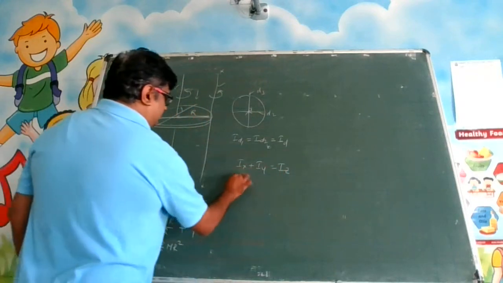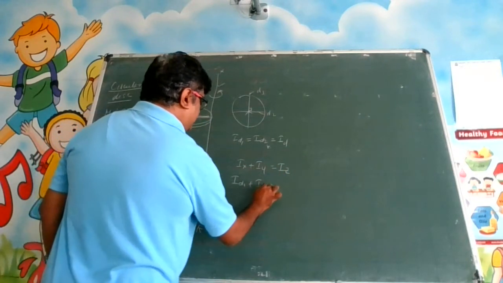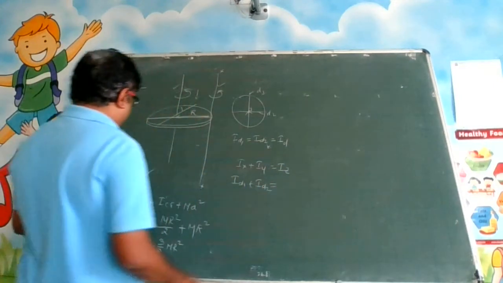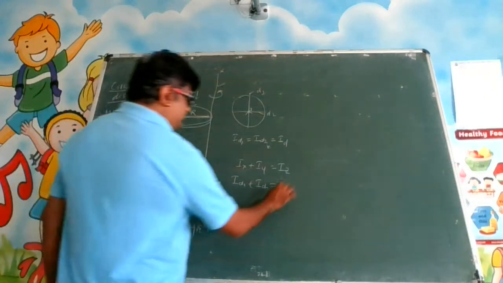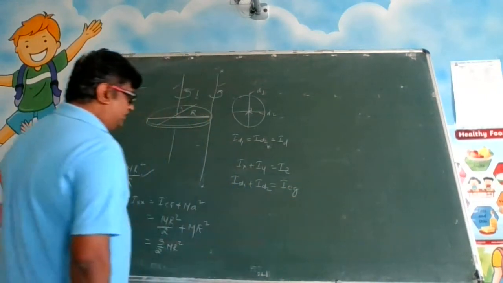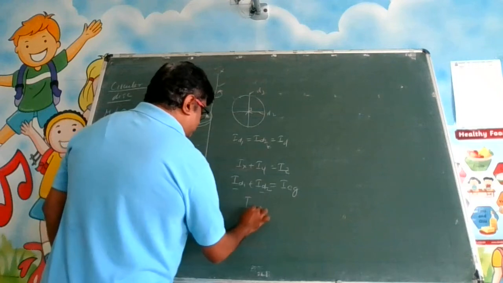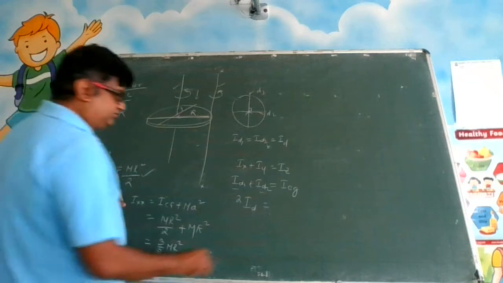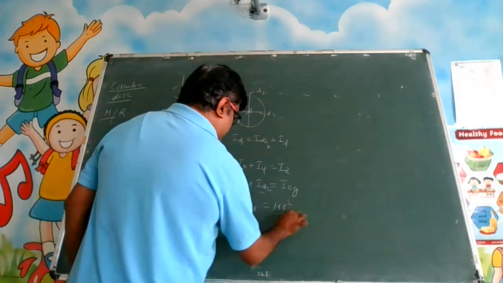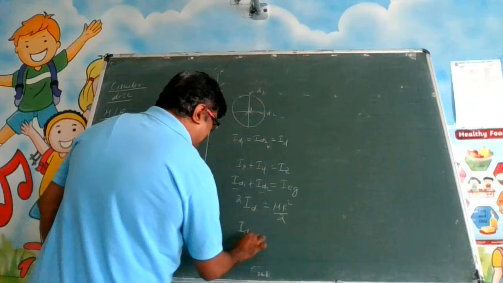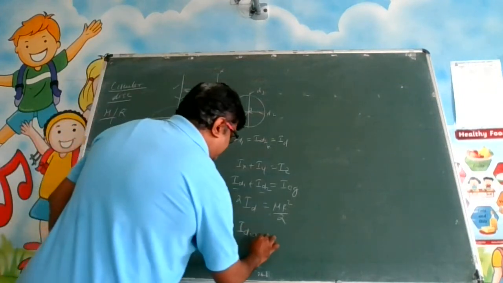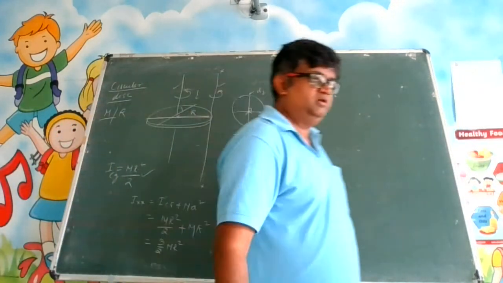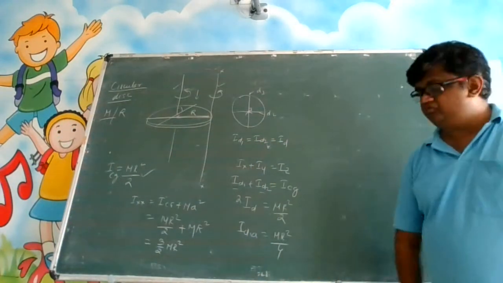What is Ix here? It is ID1 plus ID2, because D1 and D2 are perpendicular to each other, is equal to Iz. What is Iz here? It is ICG. Okay, but ID1 is equal to ID2, so it is 2 into ID is equal to ICG. ICG is mr square by 2. Okay. So what is I? ID means I diameter only. I dia is equal to mr square by 4. Just check the list which I have given you. Even this formula is also there.